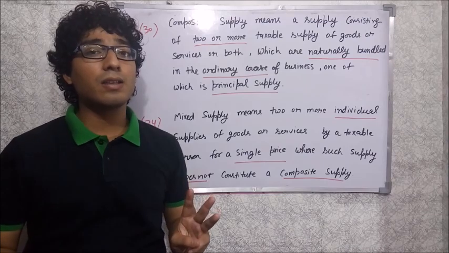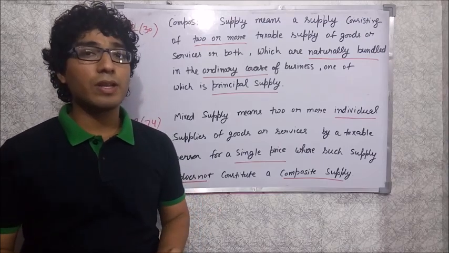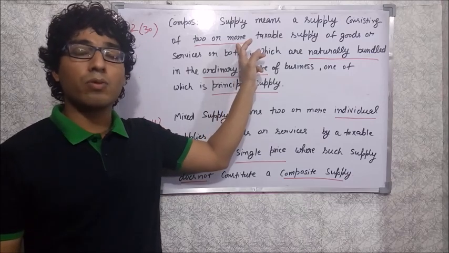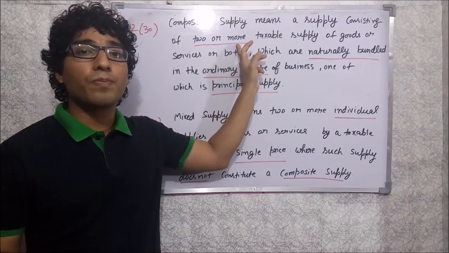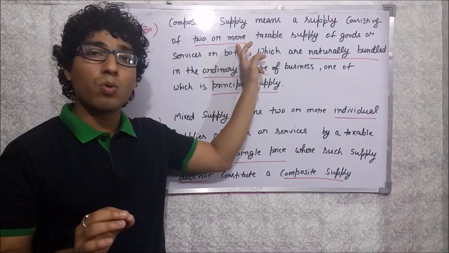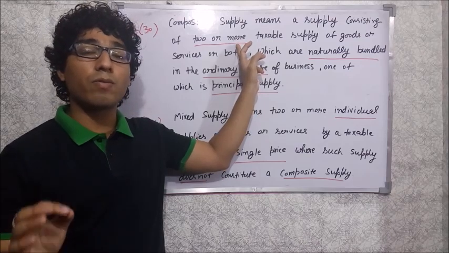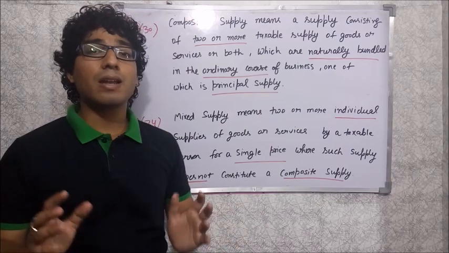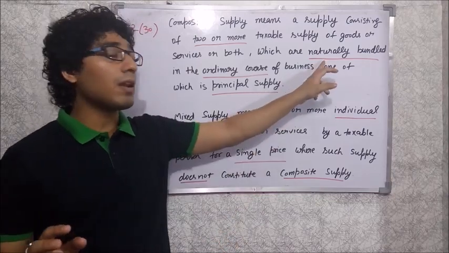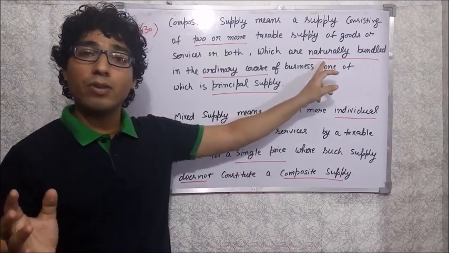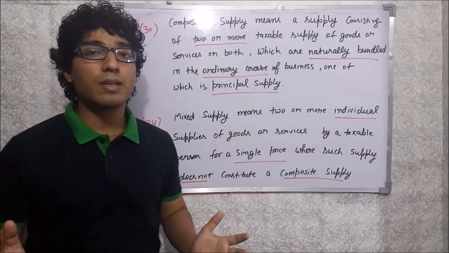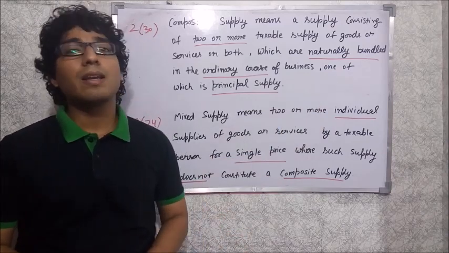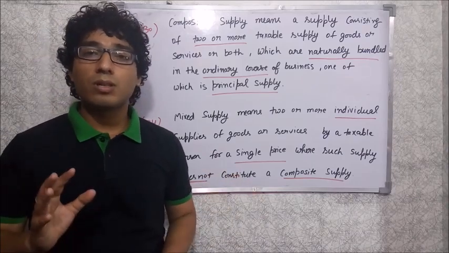So there are three things we should focus on. First, it consists of two or more taxable supplies of goods or services or both. Second, they are bundled or combined naturally in the ordinary course of business, and third, one of which is a principal supply. Only then can we say that the supply is a composite supply.